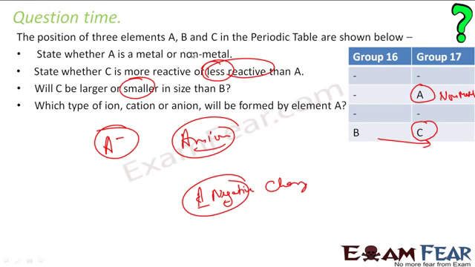Correct? So this is a non-metal because in group 17, as you go down, the atom size increases and the power to attract electrons decreases. C is smaller than B because the shell is the same, and compared to B, C has more power to attract electrons, so the size will shrink. Since A is a non-metal, it will gain an electron, becomes A minus, and that is an ion.